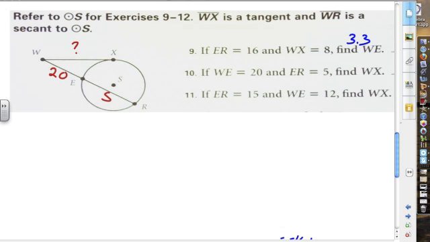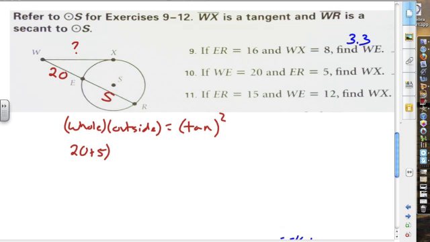Okay, so 11's a lot like 10. They just changed the numbers up on it. Okay, I got to make that add to 5. Okay, so now we know that I got to take the whole times the outside for any secant. That's what I'm going to do. Is going to be equal to the tangent squared. Okay, the whole here is 20 plus 5, outside plus the inside, times what's on the outside, that will be the 20. And that'll equal our tangent, well, let's call that y this time, y squared.